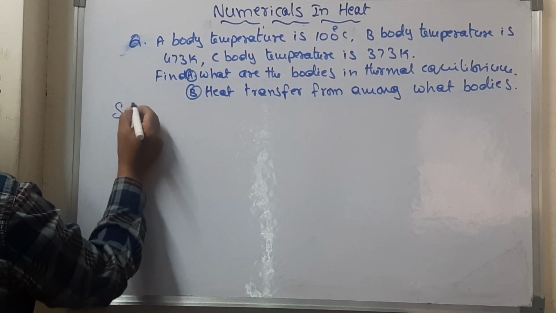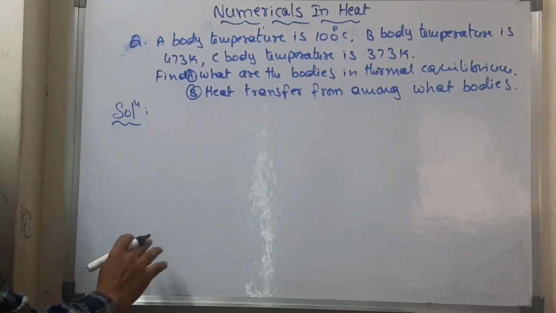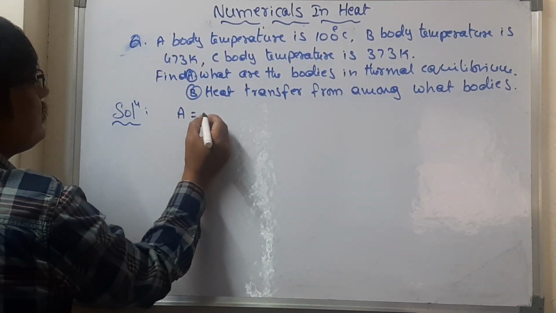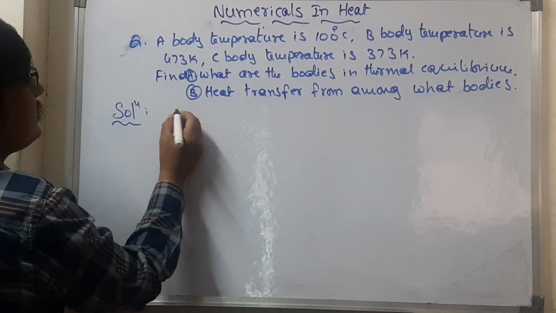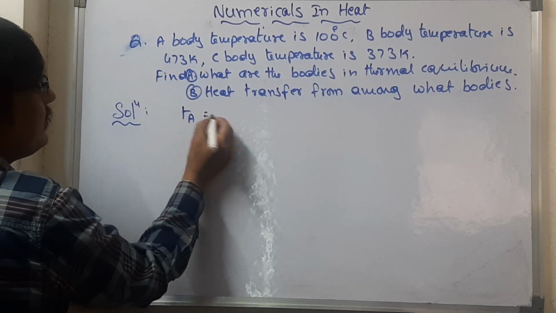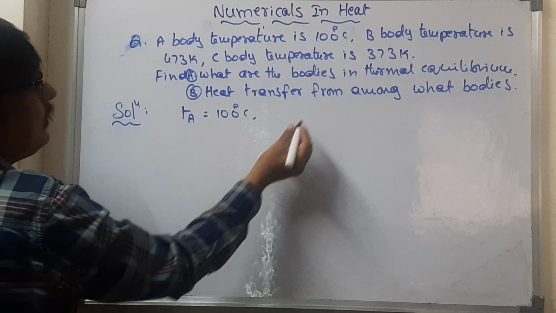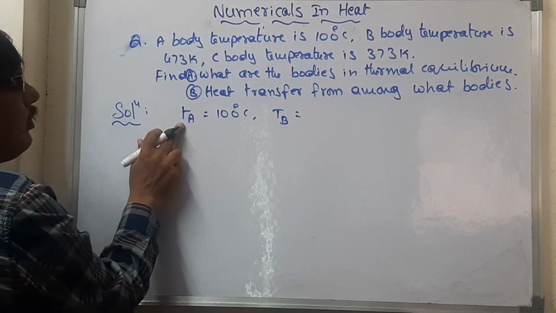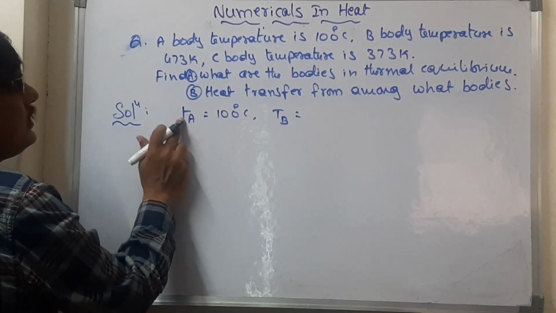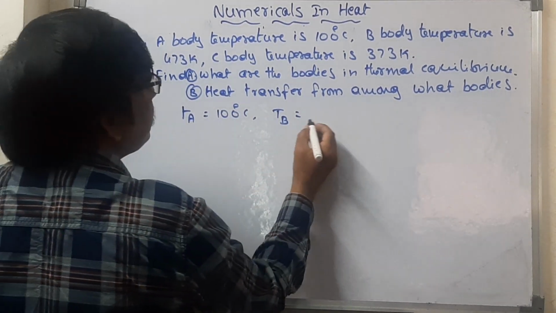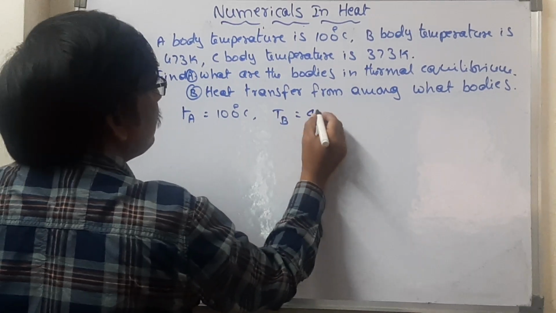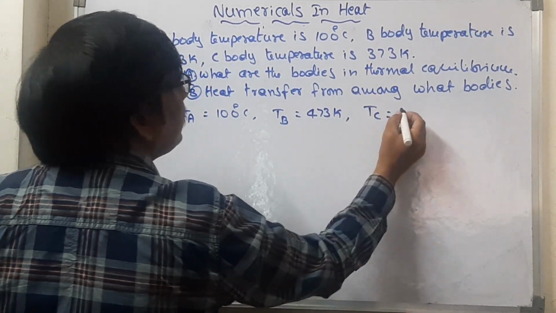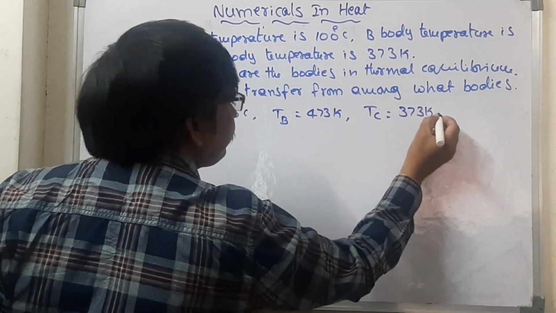See the solution, it's a very easy question. Three bodies are given with temperatures. A body temperature, how much is given? Temperature of A body is equal to 100 degrees Celsius. Temperature of B body, how much is given? I am using a lowercase letter because this is in degrees Celsius. T B is equal to the B body temperature, 473 K, and the C body temperature is equal to 373 K.